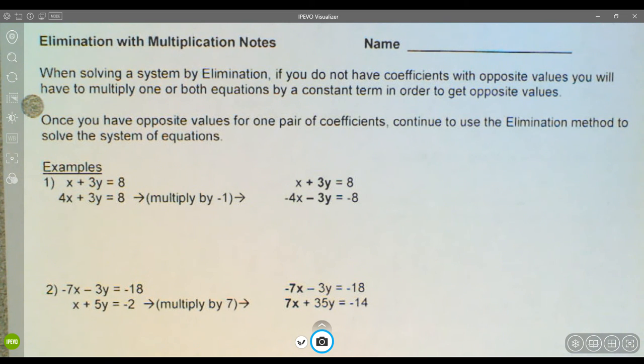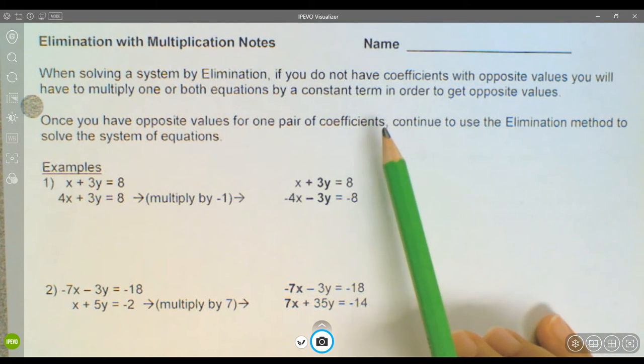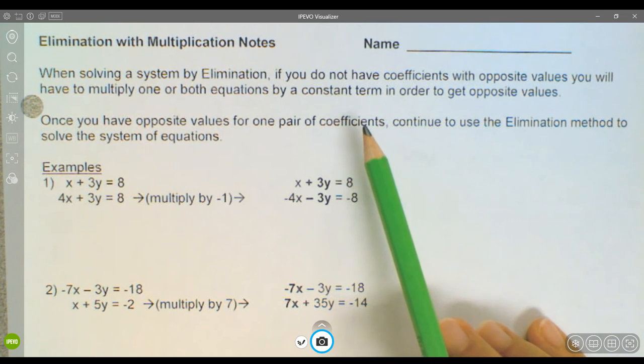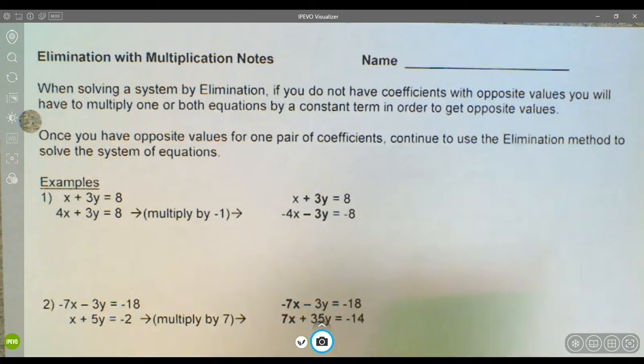In our last session, we went over how to solve systems with elimination. The thing is, those equations already had opposites set up nicely. But sometimes you do not have opposites already set up. So you're going to have to multiply one equation or sometimes both equations in order to make opposite values. And so we call this elimination with multiplication.